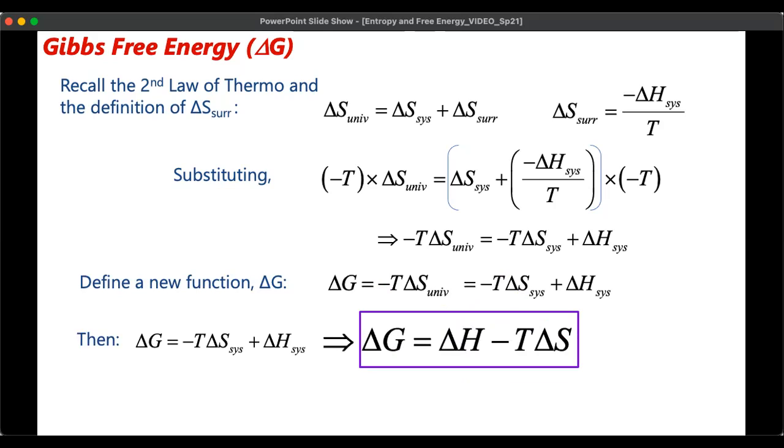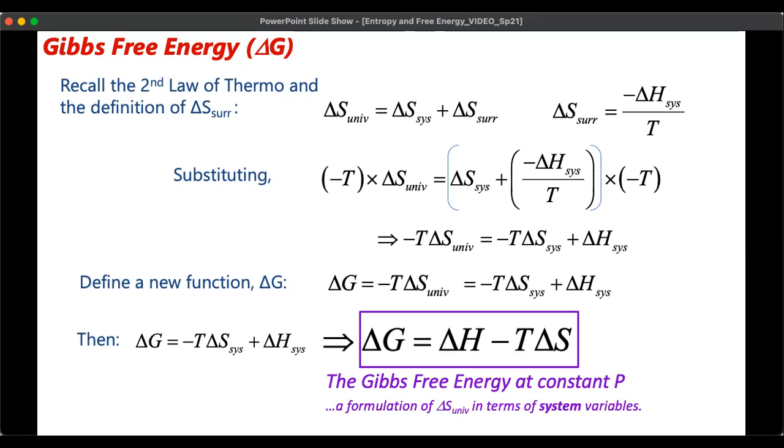So now we have this Gibbs free energy in terms of entirely system variables. And this is called the Gibbs free energy. We'll talk a little bit more about what it means to be free energy in just a moment. So this is a formulation of delta S of the universe in terms of system variables. And the cool thing is these are system variables that can be known. We can look up the change in entropy for molecules in reactions. And we can also figure out the enthalpy of a reaction. We know how to do that. So we can find the Gibbs free energy of any reaction because we know these numbers.